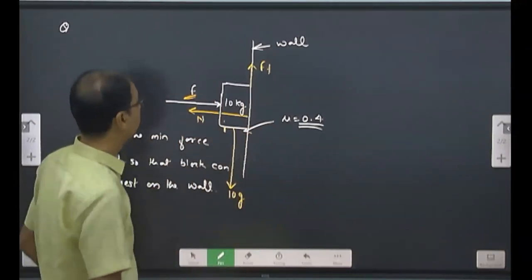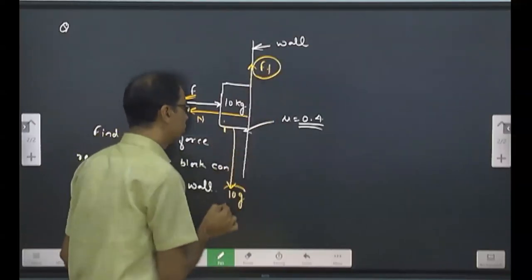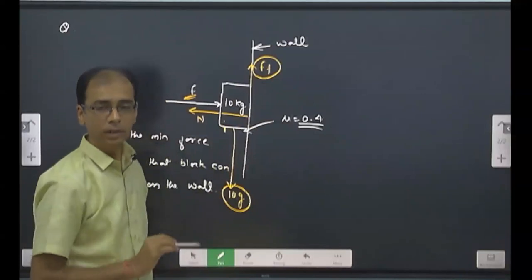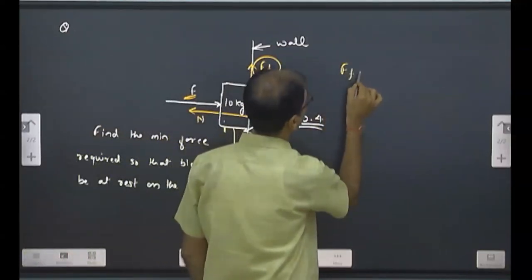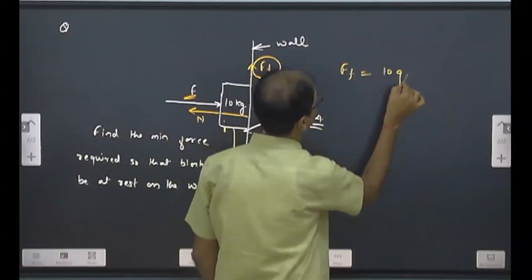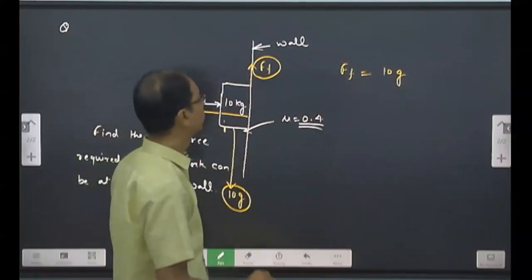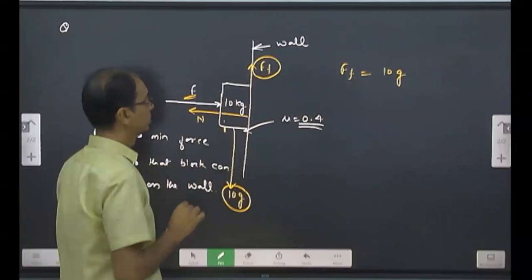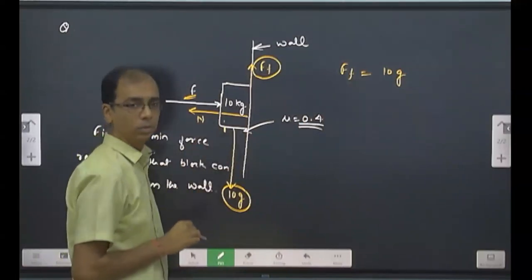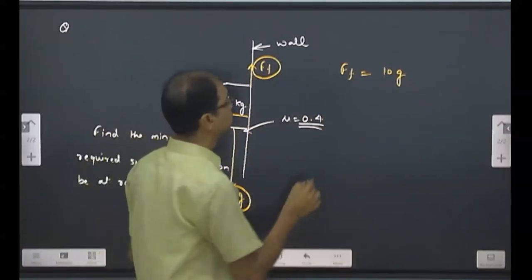Okay, so if you want to stop it, my friction force at least needs to be equal to this. Then only we can stop it. So the minimum force of friction required is how much? 10 g, to stop it. Then what about the force and the normal contact force? What is the relation? F and N are equal. How? Because they are not moving in this direction. They are in equilibrium. So F equals N.